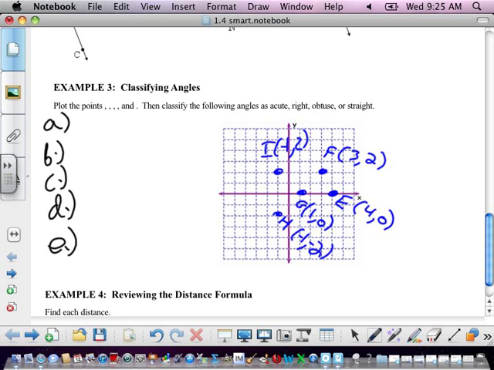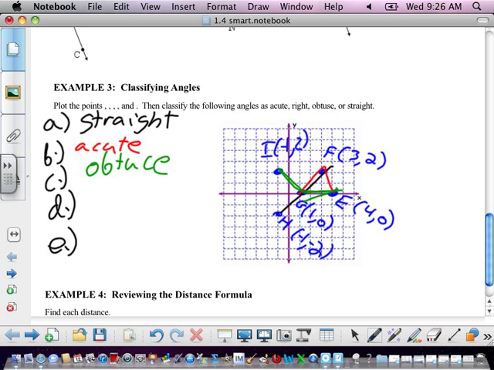First, HGF. What do you think that is? Straight. Okay. EFG. EGI, oops. Obtuse. Obtuse has an S, not a C. Okay.